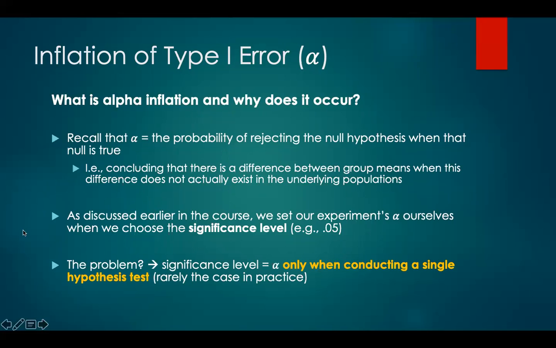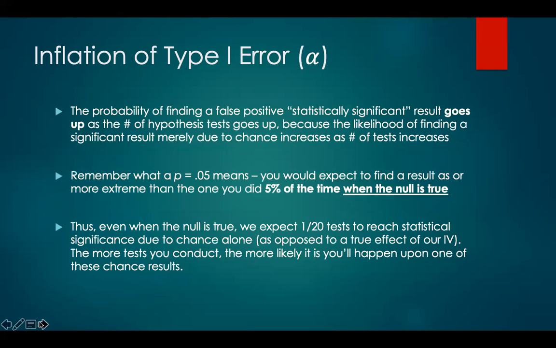The problem, though, is that the significance level, or alpha, only stands when conducting a single hypothesis test, and this is rarely ever the case in practice. So the probability of finding a false positive statistically significant result goes up as the number of hypothesis tests goes up, because the likelihood of finding a significant result merely due to chance increases as the number of hypothesis tests increases. So remember what a p-value of 0.05 means.